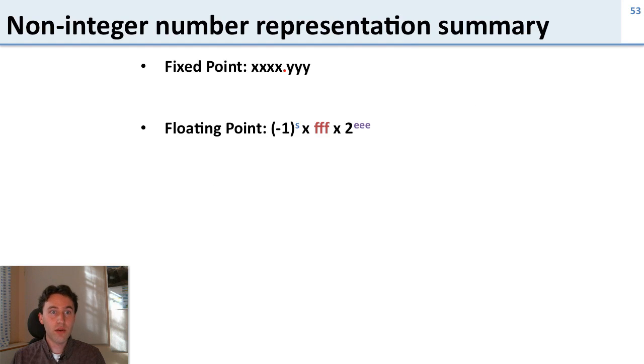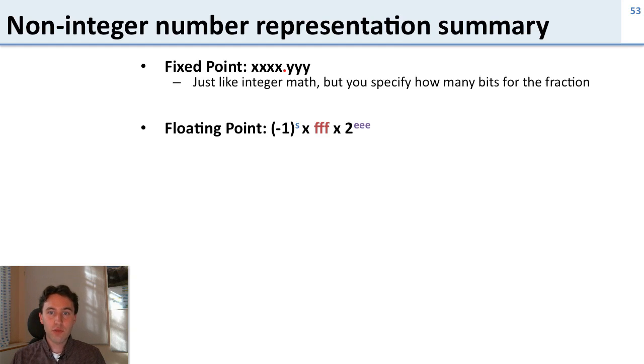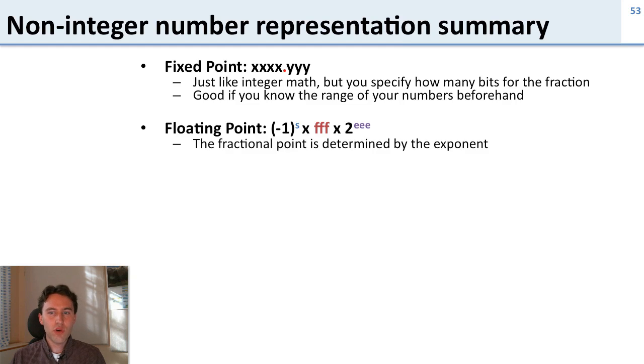So let's summarize how we deal with non-integer numbers. We had two ways of doing this. We had fixed point numbers and floating point numbers. So fixed point numbers were just like integer math, but we specify where this binary point is going to be. This is great if you know the range of your numbers beforehand, not so good if you don't. Floating point numbers are more flexible. Where that binary point is, how big a fraction it is, is determined by the exponent.